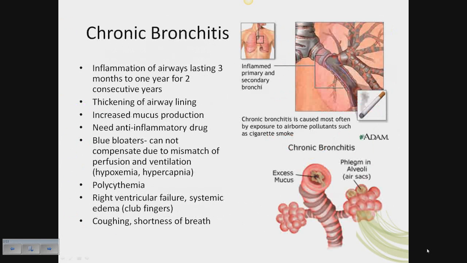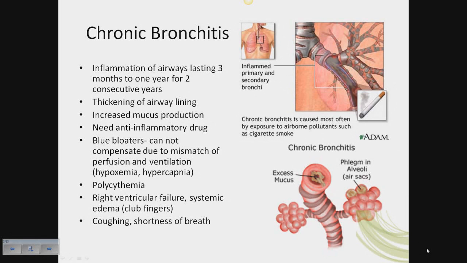Now, what about chronic bronchitis? What is the definition of chronic bronchitis? Well, this is an inflammation of the air passageways, and it has to last for 3 consecutive months and then have bouts of these 3 consecutive months worth of chronic bronchitis for 1 year, and then have it happen for 2 consecutive years. So you have to have multiple infections within 1 year and then repeat this for 2 consecutive years.